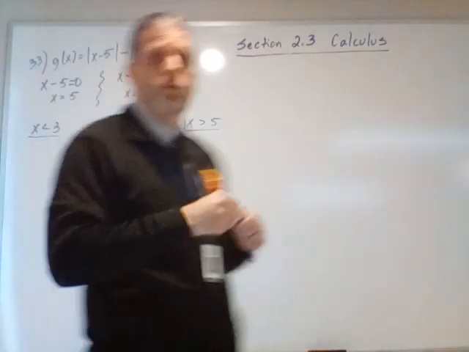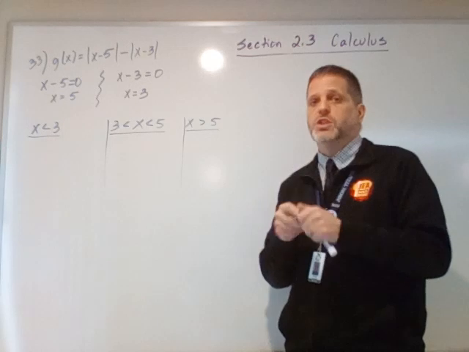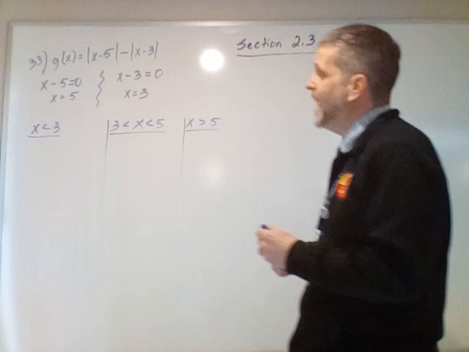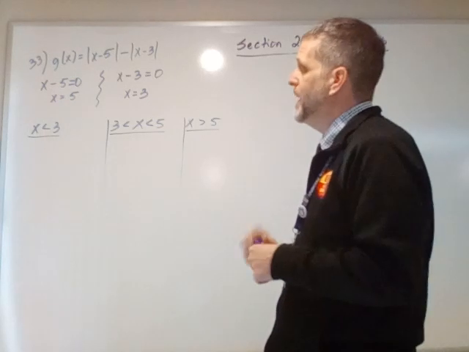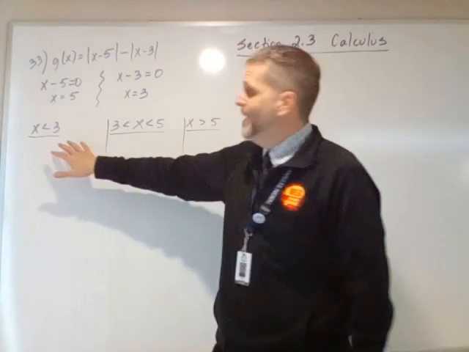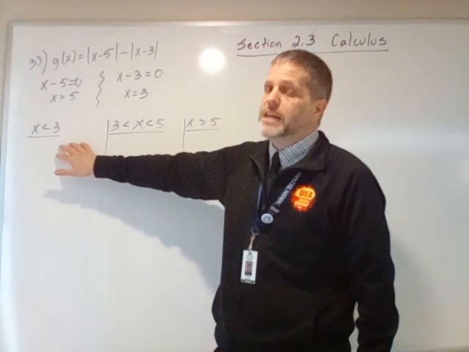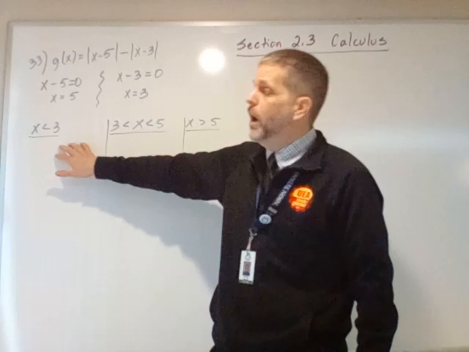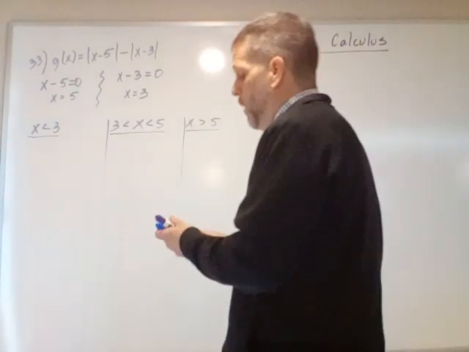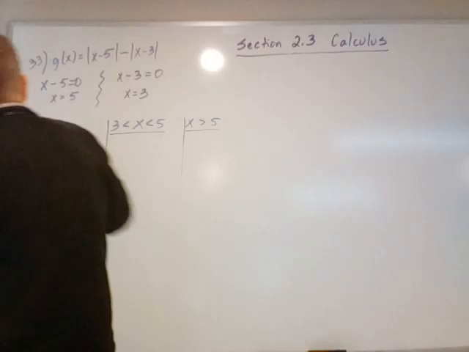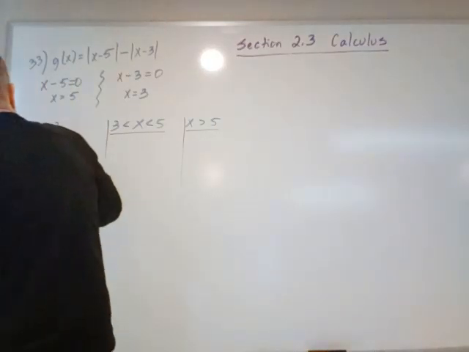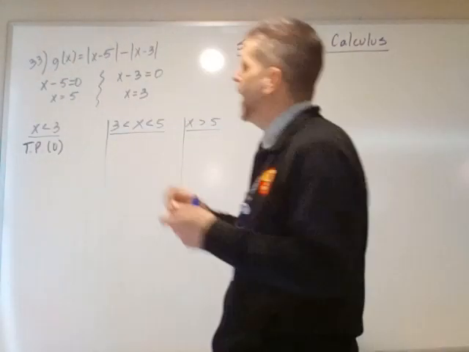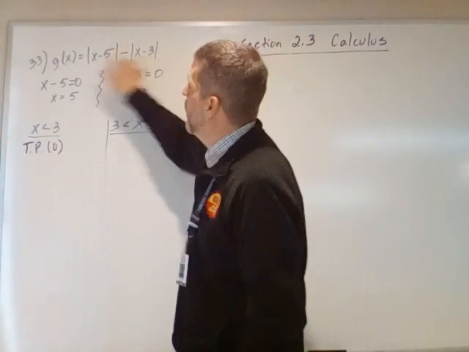When we test the intervals in order to make it a piecewise function, we can plug in any value in that interval. So if I'm talking about less than 3 here, I could choose any number less than 3 and plug it in and look at the behavior of the absolute values. So a valid test point would be 0. So if I test 0, I'm going to look at the function and plug in 0.